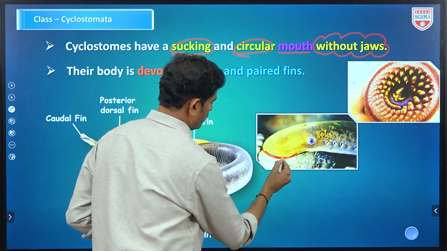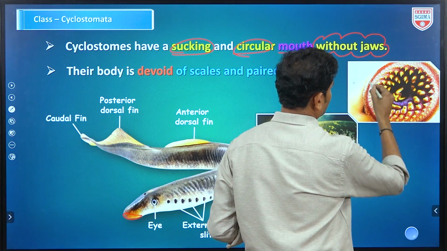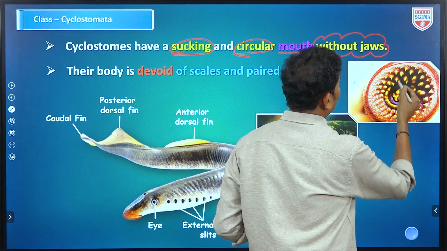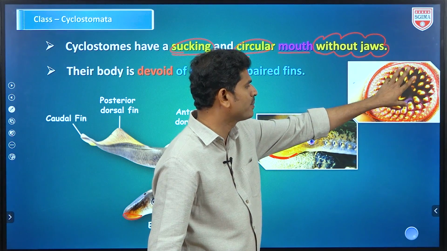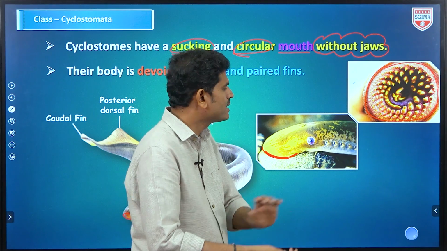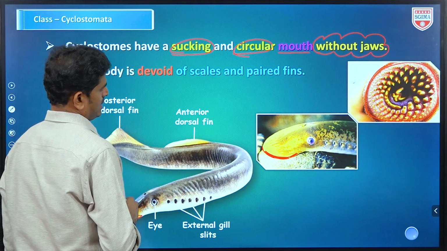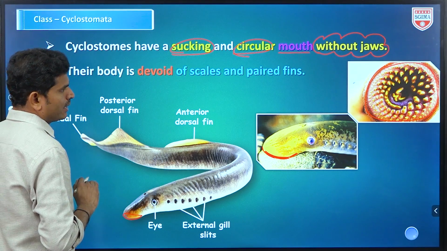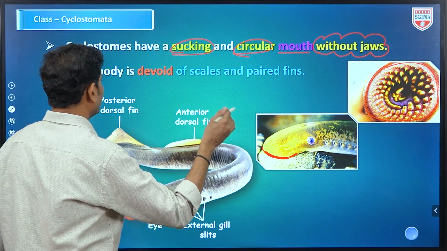Now if we see the mouth ventrally, then this is the mouth, totally the mouth this is, and this mouth with a number of teeth, spine-like structures, a number of structures will be present. With the help of those things only it is attached to some fishes, acts like an ectoparasite. Okay, so about the mouth, you have to remember these words: without jaw bones, circular, sucker-like it is.